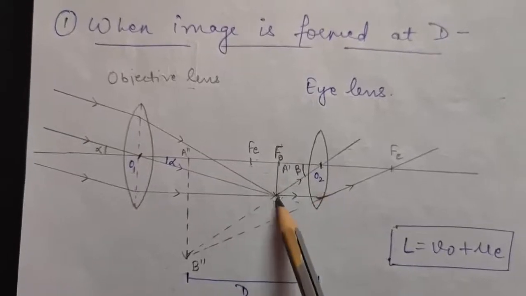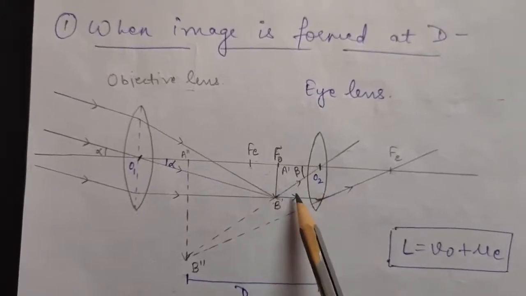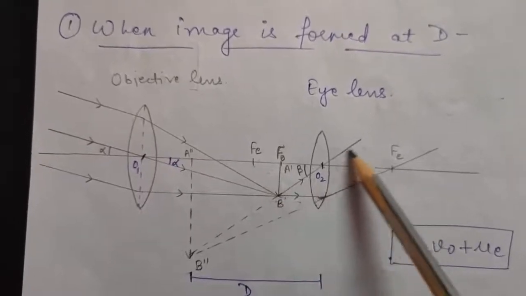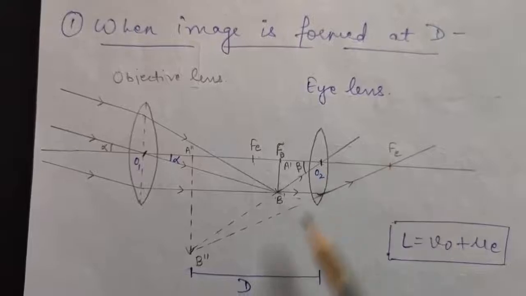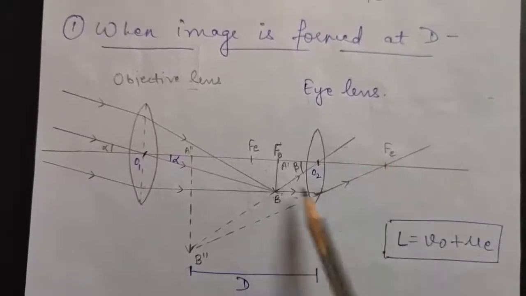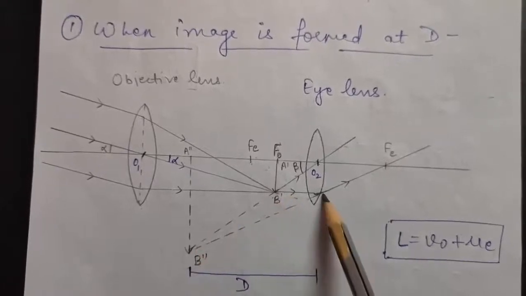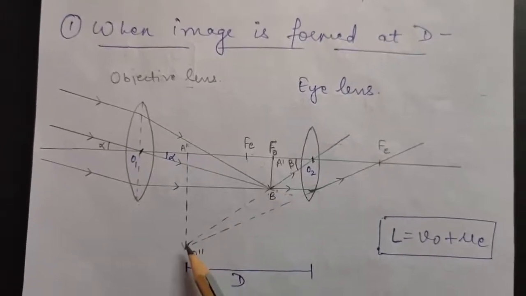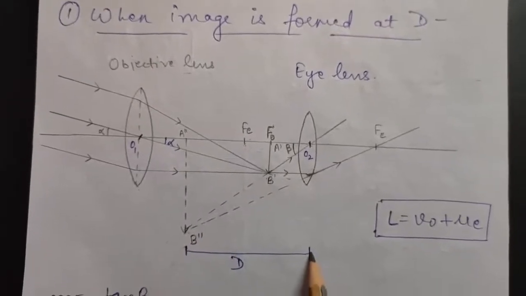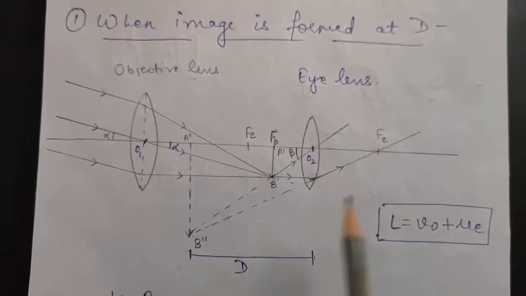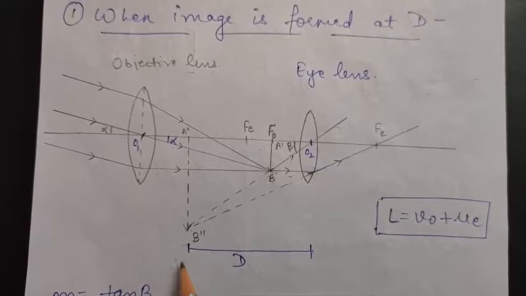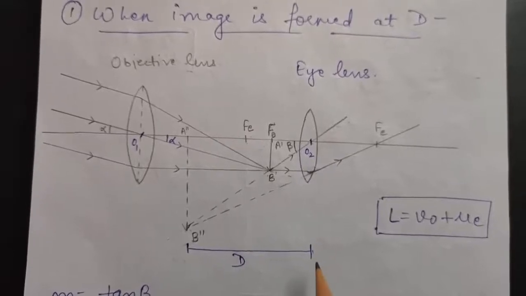So again we will be taking two rays from this object, one which is parallel to the principal axis, and second which is passing through the optical center of the eye lens. Now as you can see clearly here, they are getting separated from each other. So if we produce them in the backward direction, they will be meeting at a point, and we are assuming that meeting point to be the least distance of distinct vision. So the final image formed by the eye lens is A double dash B double dash, and it is formed at the least distance of distinct vision.